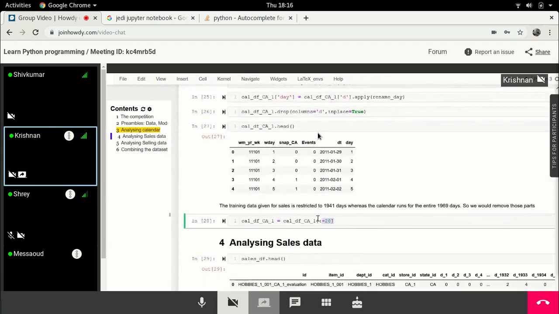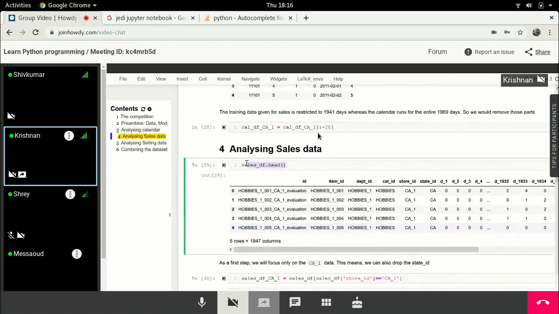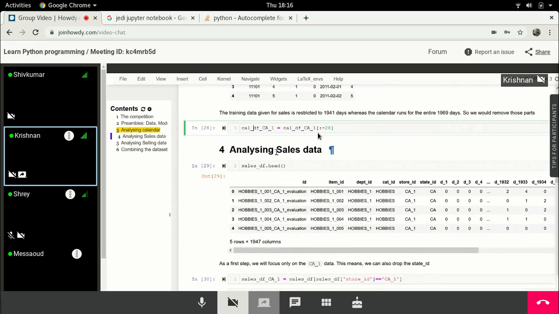And then I also removed the last 28 days. In fact, these 28 days, or these 4 weeks, are the ones for which we are expected to give a prediction. At the moment we are only looking at training data, so we don't have, for instance, the sales data for the last 4 weeks. And so I'm removing these from the data. So this is the analysis.